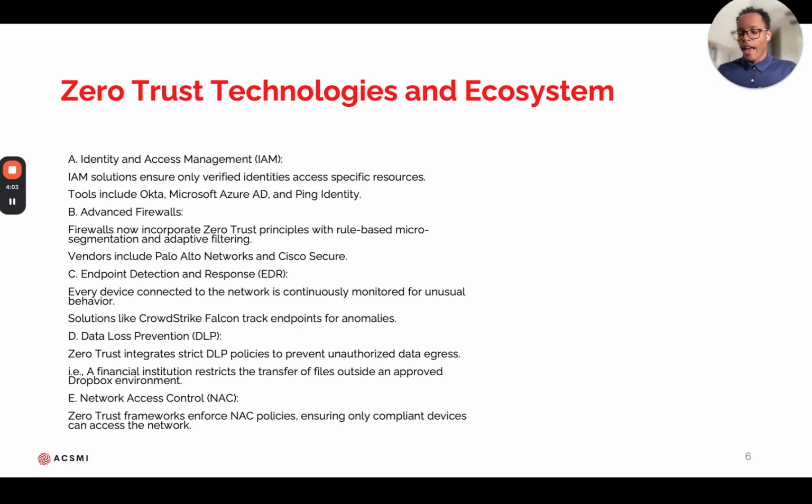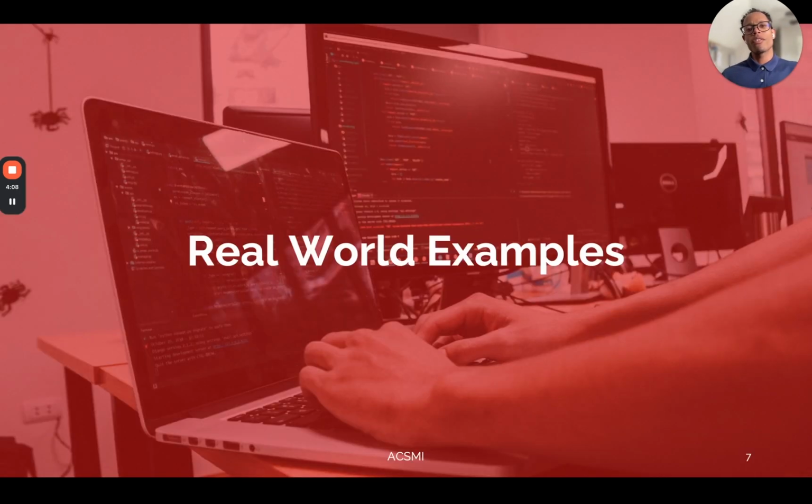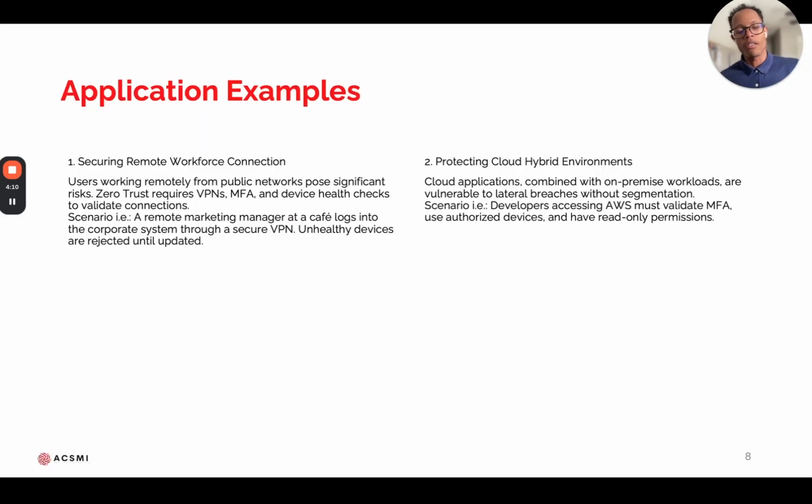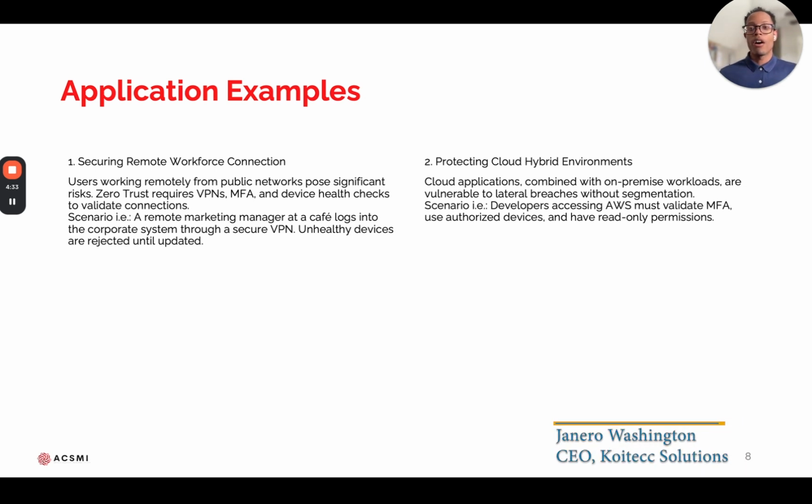Having an unsecured network leaves open all the different doors to bring that network down, compromise that user, and bring on insider threats, and we really don't want that. Securing remote workforce connections is one of our examples here. A user works remotely from public networks, which can pose a significant risk. So Zero Trust comes in and says we have VPNs, we have multi-factor authentication, and we have health checks on computers and devices and what they run through.